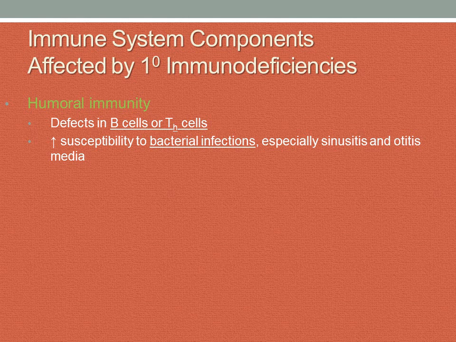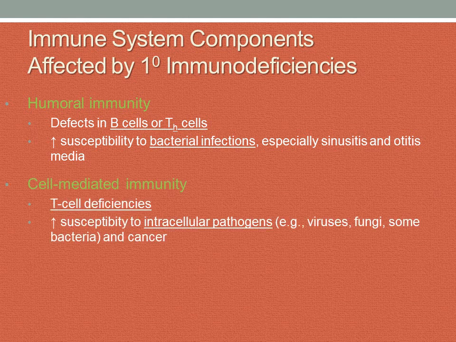I think it makes perfect sense that any aspect of the immune system can be affected. So if there's a problem with the humoral immunity, we're likely to see defects in the B cells and/or the T helper cells. These people have an increased susceptibility to bacterial infections, especially sinusitis and otitis media. If the problem is within the cell mediated immune system, we're often talking about T cell deficiencies, and this leads to, in particular, an increased susceptibility to the intracellular pathogens. So all viruses, some bacteria, some fungi, etc.